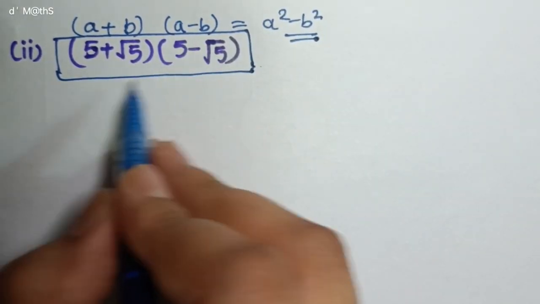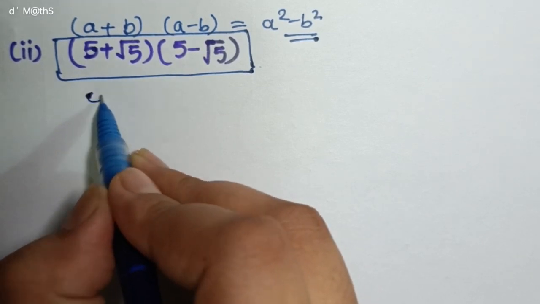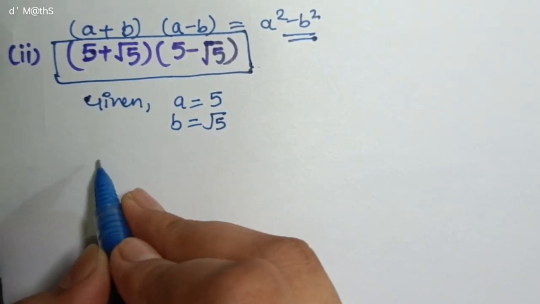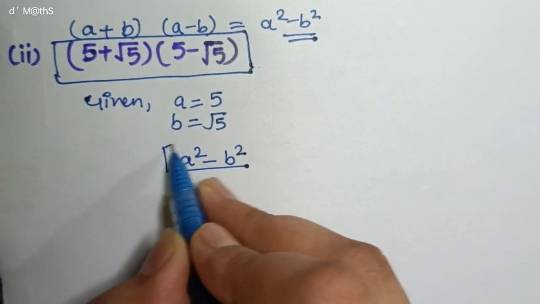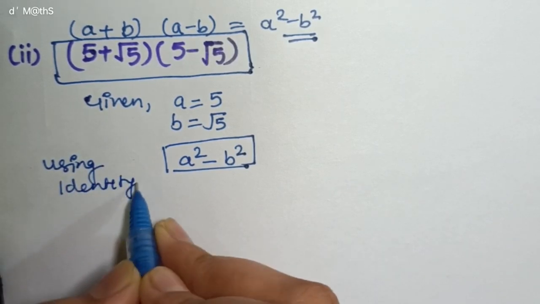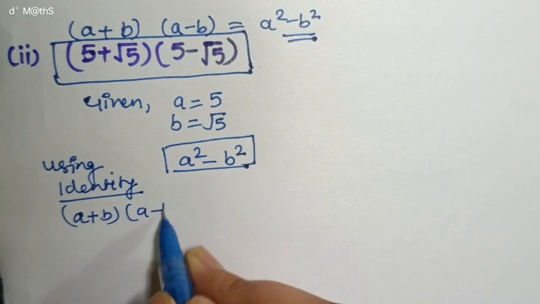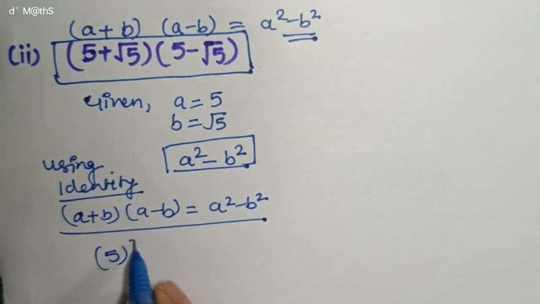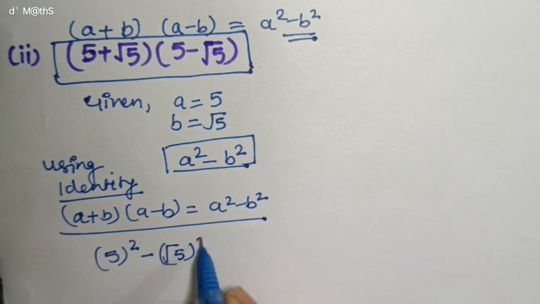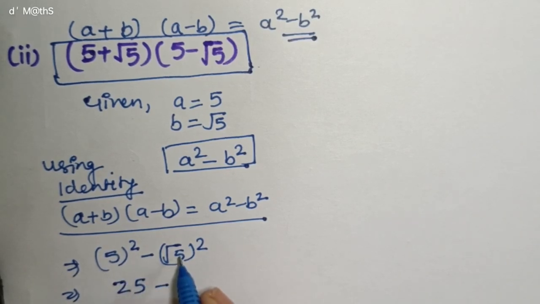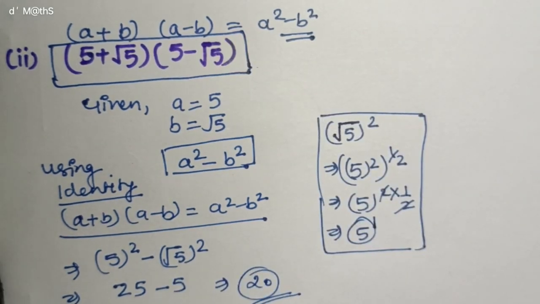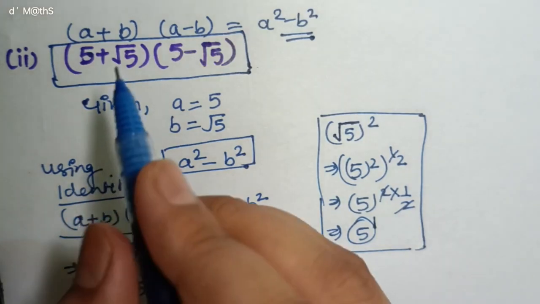So here is how you will write in your exam. Write given a is equal to 5 and b is equal to root 5, okay. Now as per your identity, using the identity a plus b into a minus b is equal to a square minus b square, you know these things. So using such identity, you will get a square as 5 square minus b square is root 5 to the whole square, so 5 square will become 25, and you know root 5 square is how much, 5 only. I have explained this in earlier videos, okay, you can see in the box. So 25 minus 5 will be 20 only, okay. So this will be your answer.